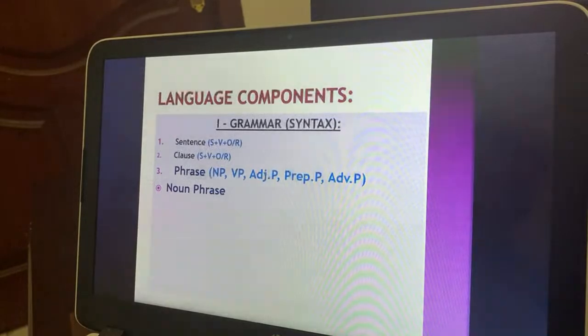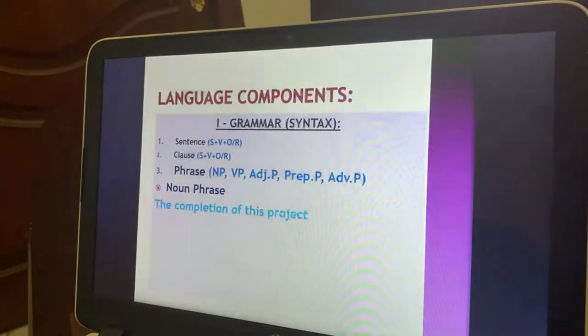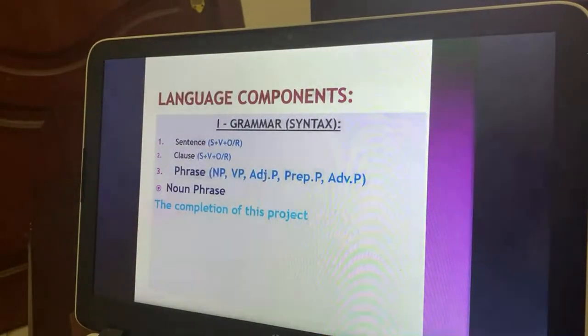Now, the first one is the noun phrase. In the noun phrase, for example, this one, the completion of this project. This is a noun phrase; it consists of more than one noun, and also a preposition, a deictic word, the word this, and the article or particle, which is the. Now these are the 3 different elements that are in this noun phrase. When we are translating this noun phrase, we have to look at the completion of this project. We need to look at how we translate it.